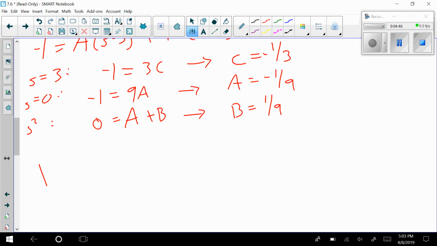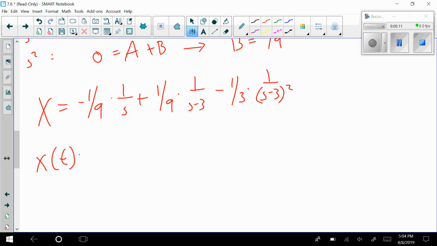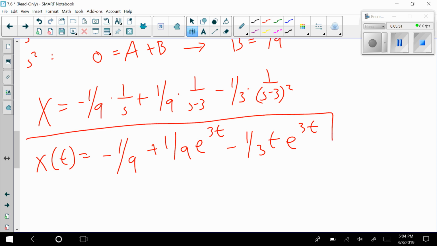Okay. Which again, breaking this down then, I would have a negative 1/9 times 1 over s plus 1/9 times 1 over s minus 3 minus 1/3 times 1 over s minus 3 squared, which gives me, if I take the inverse Laplace, a negative 1/9 plus 1/9 e to the 3t minus 1/3. Okay, this is squared, so I know that this is usually a t. S minus 3 in the bottom means that this is e to the 3t. And I have my x equation. Got my x equation.